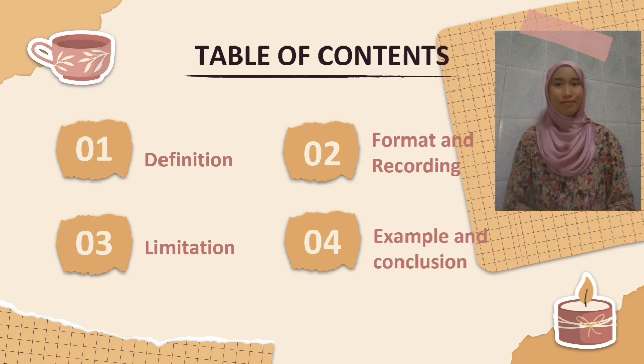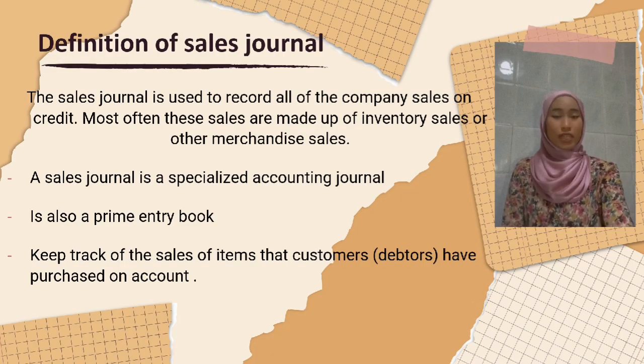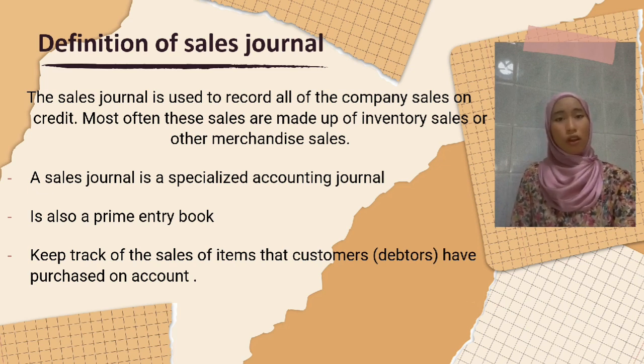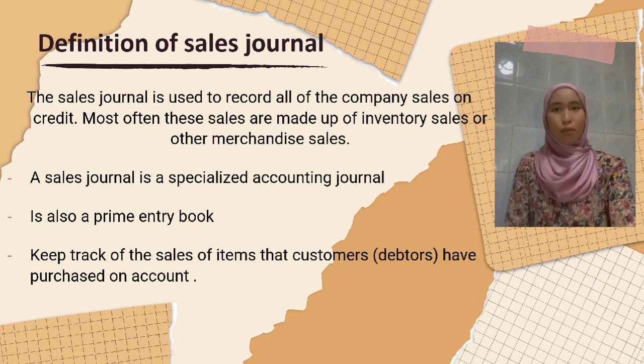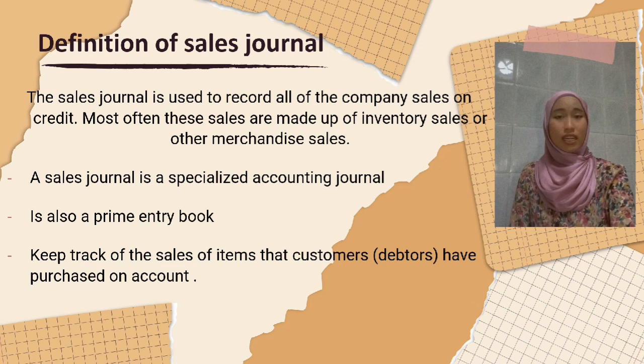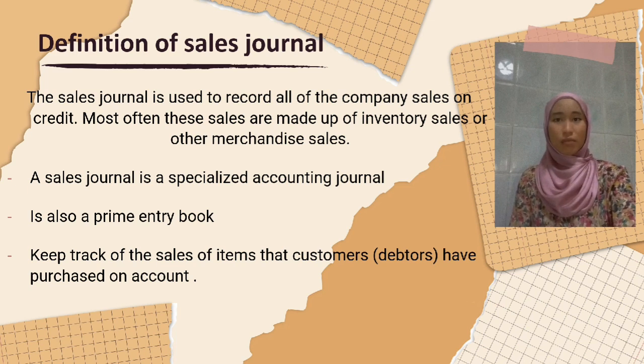Firstly, what is sales journal? Sales journal is used to record all of the company's sales on credit. Most often, these sales are made up of inventory sales or other merchandise sales. A sales journal is a specialized accounting journal, and it is also a prime entry book used in an accounting system to keep track of the sales of items that customers have purchased on account.